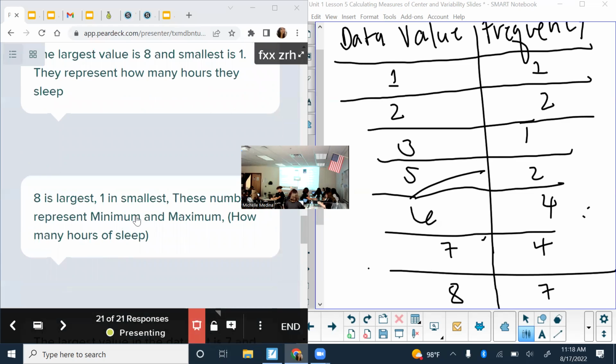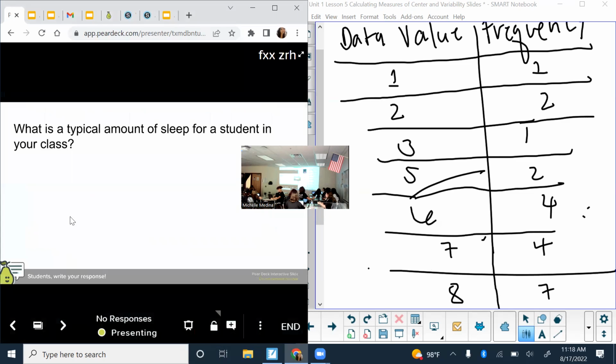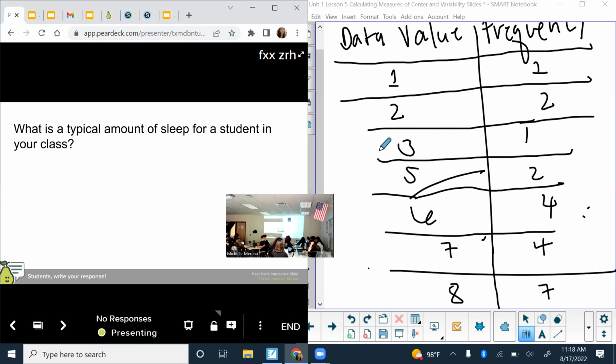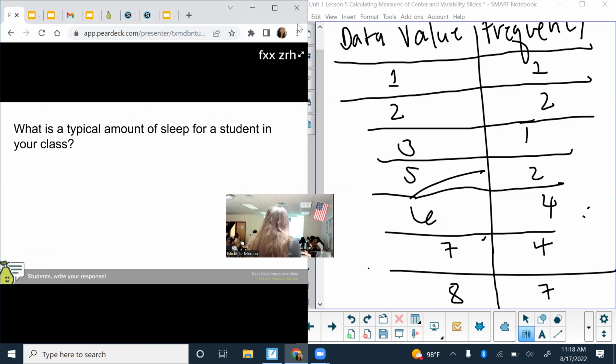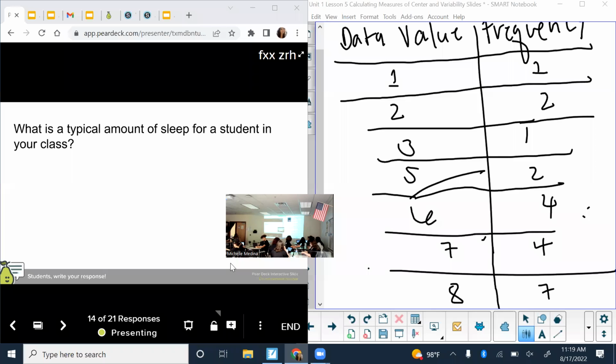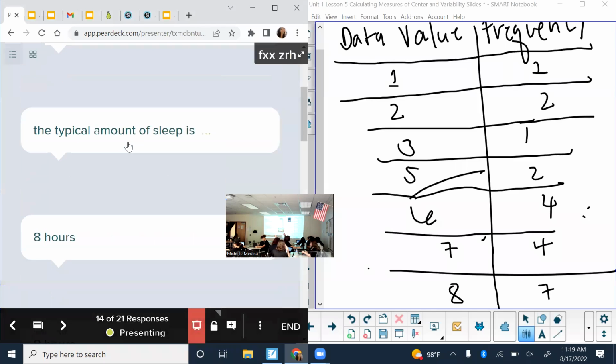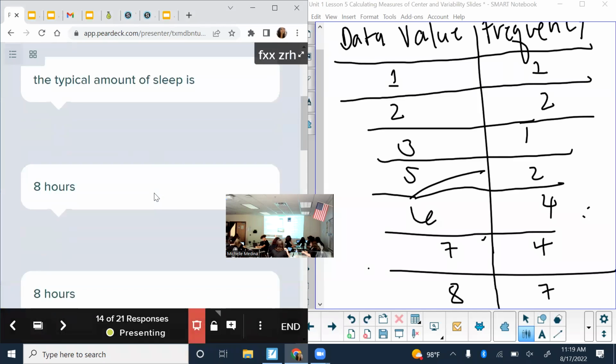Yeah, go ahead. So then looking at our data, what is the typical amount of sleep for a student in your class? Based on our data, what is a typical amount of sleep for a student in the class? Sorry. All right, so let's see, 8, typical amount of sleep is 8.